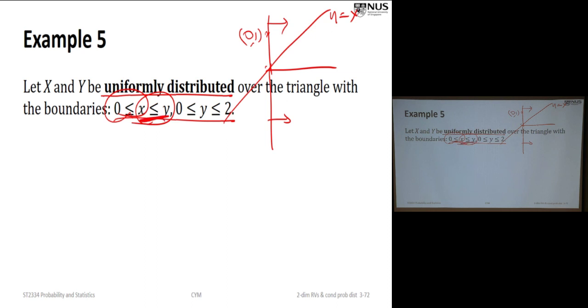Now, if you take this point, 1, 0, x equals 1 and y equals 0, then this will not satisfy the inequality. Therefore, it is all these points. So the intersection of these two inequalities is this area. The rest do not satisfy this inequality.